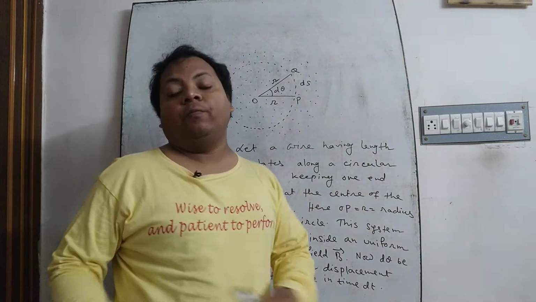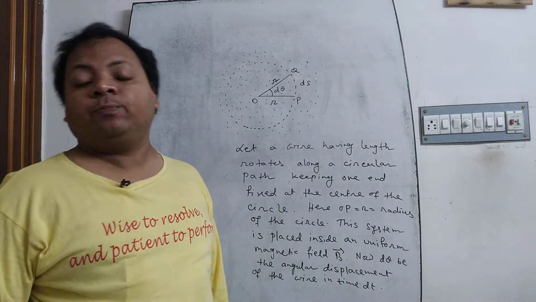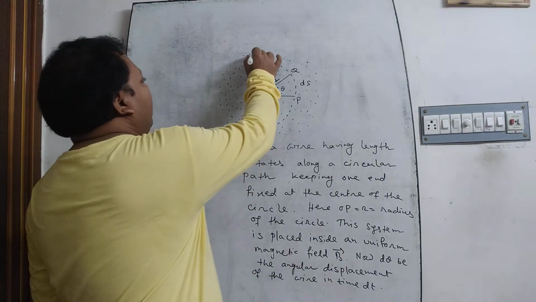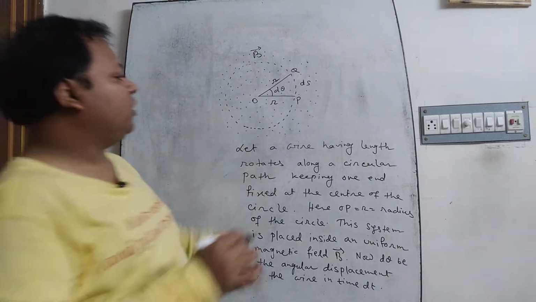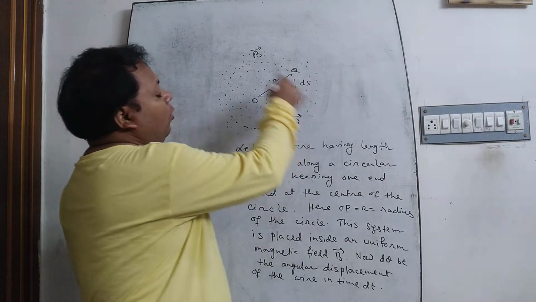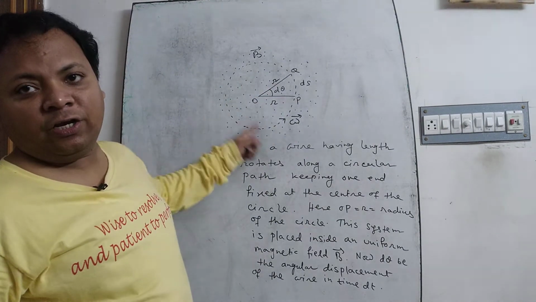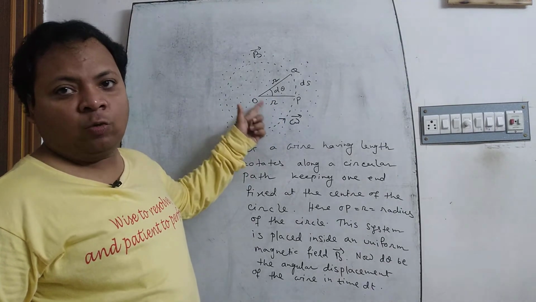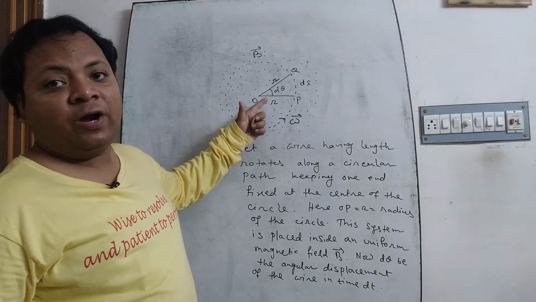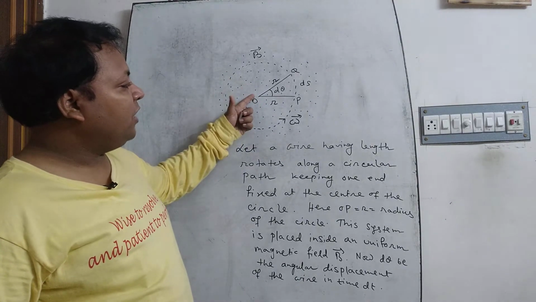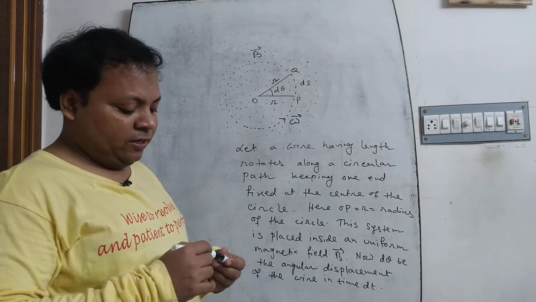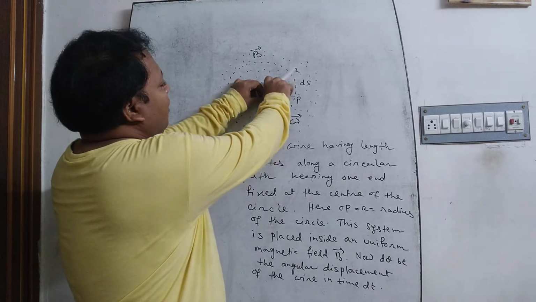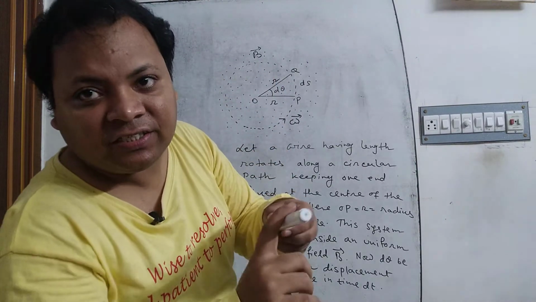Now we consider a wire placed inside a uniform magnetic field B, and the wire rotates with an angular speed omega in a circular path. OP is the length of the wire, equal to small r, and one point of the wire is fixed at the center of the circle. Therefore, this wire rotates in this way. Therefore, an induced EMF is generated inside the wire.